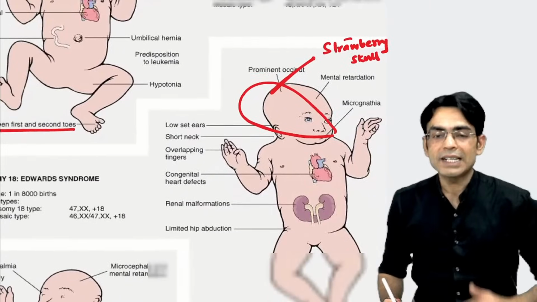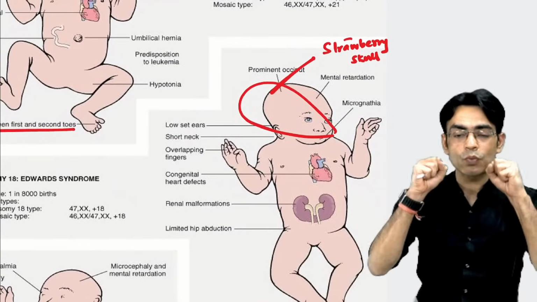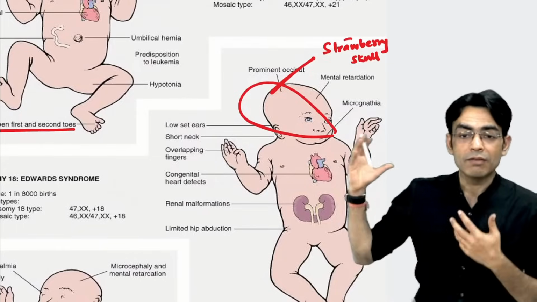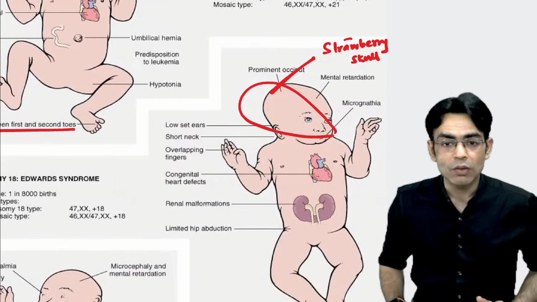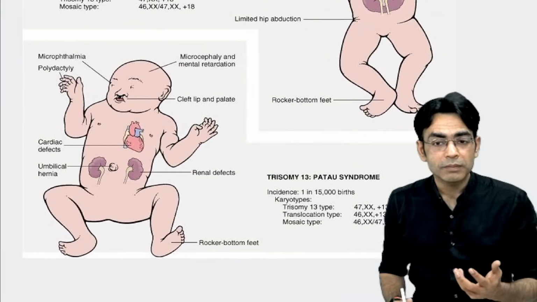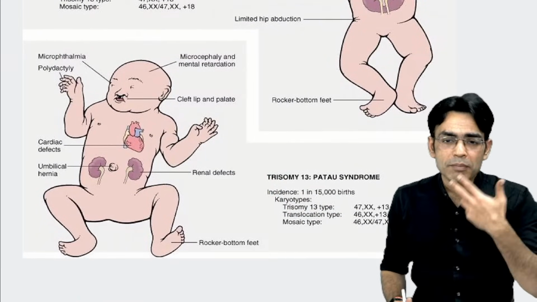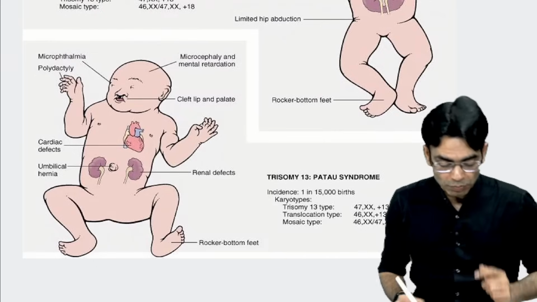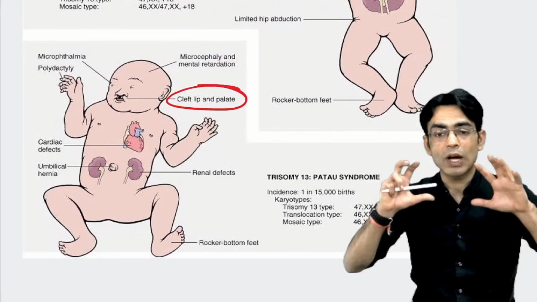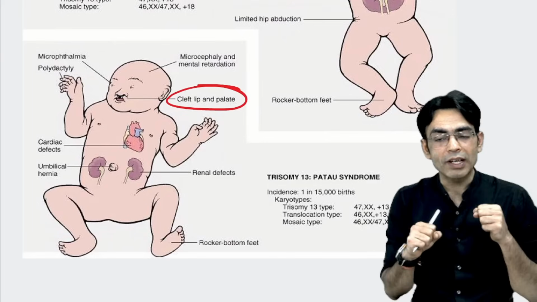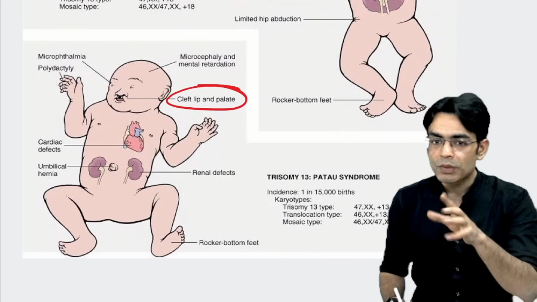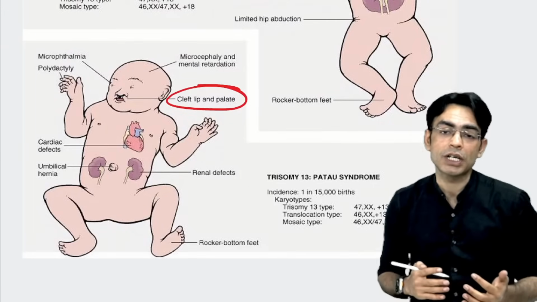Then we had discussed that they will be having clenched fists with overlapping fingers. So if they are saying clenched fist, overlapping fingers with strawberry skull, it is Edwards syndrome. और बेटा ये लास्ट, सबको पता ही होता है, पटाउ सिंड्रोम, ट्राइसोमी 13। इसमें क्या है? वेरी इंपॉर्टेंट क्लेफ्ट लिप एंड क्लेफ्ट पैलेट। तो बच्चे को ये दिखना ही दिखना है। Then they also have clenched fist, overlapping fingers, but P for Patau and P for polydactyly. Polydactyly can also be seen with Edward, but very commonly associated with Patau syndrome.